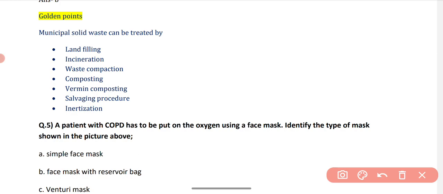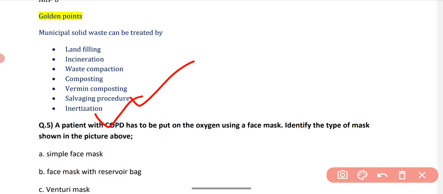The next one is the salvaging procedure. Very important. Many times this question is asked in the examination. It means removal of the reusable substance from the waste. Removal of reusable substance from the waste is called the salvaging procedure.